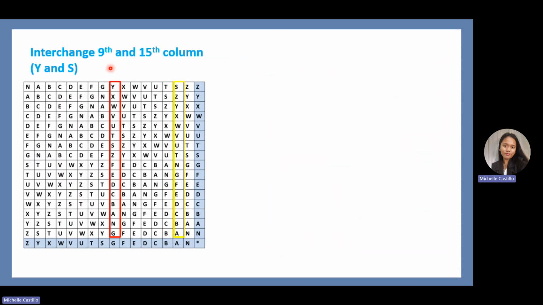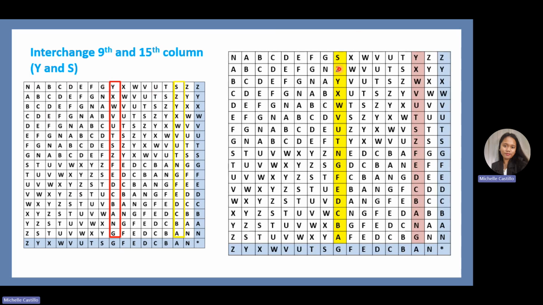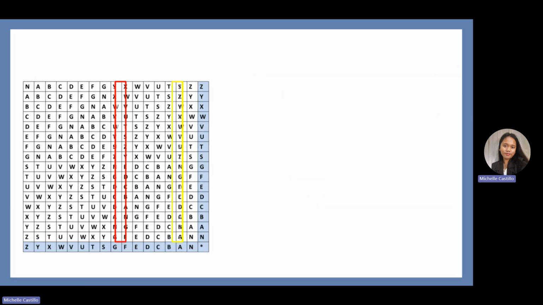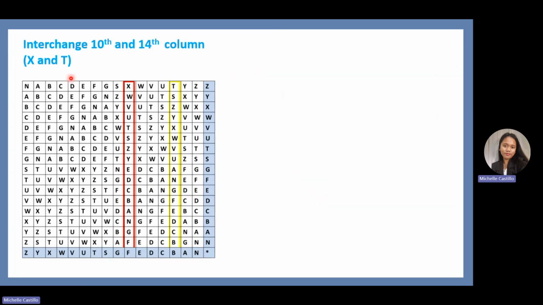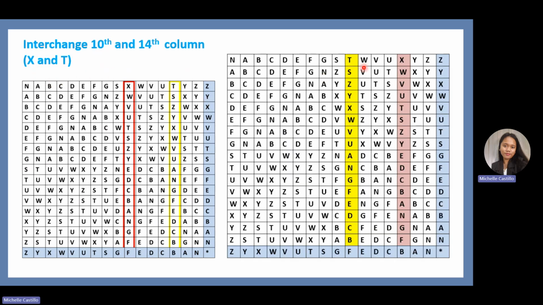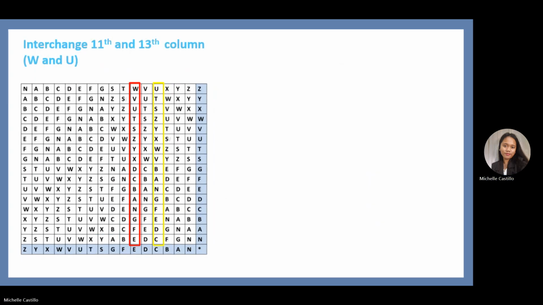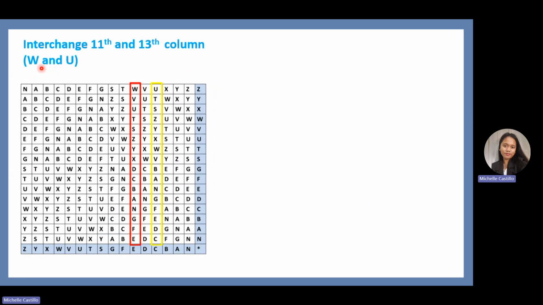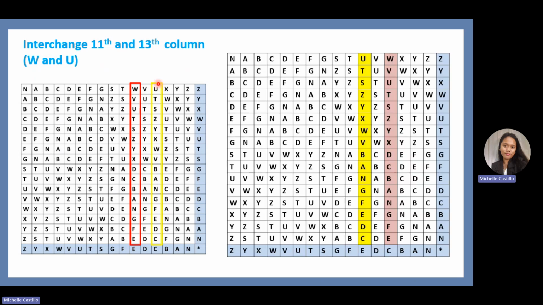Then interchange the Y and S column. So S is now at the ninth column while Y is now at the 15th column. Next, interchange the 10th column and the 14th column, or the X and T column. So T is now at the 10th column while X is now at the 14th column. Then next, let's interchange the W and U column. So U is now at the 11th column while W is now at the 13th column.